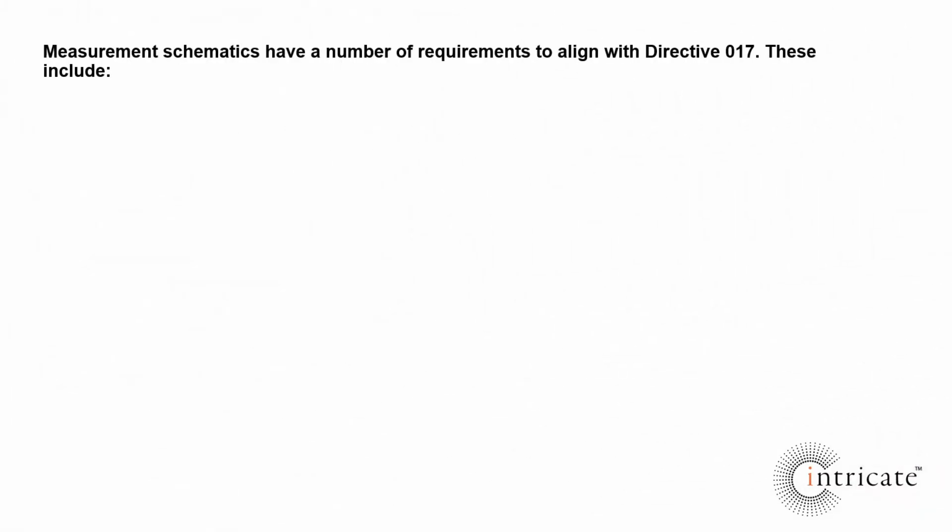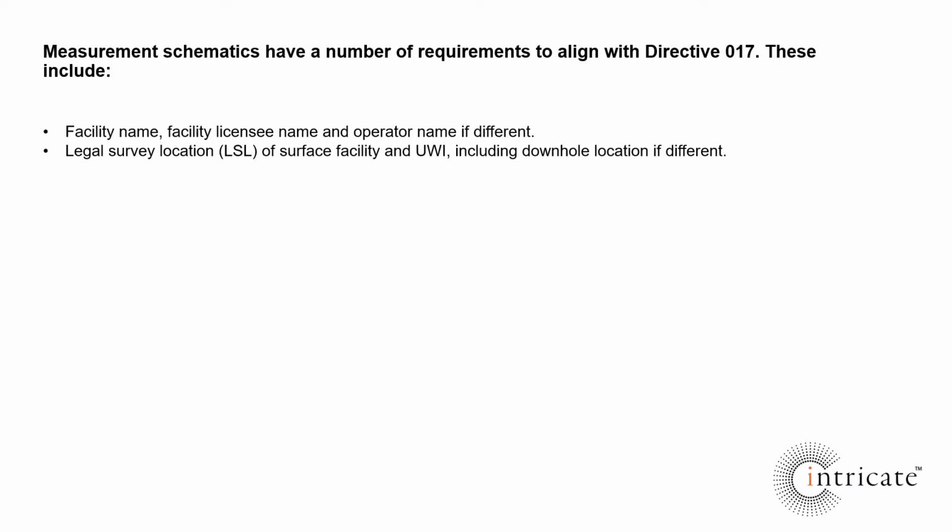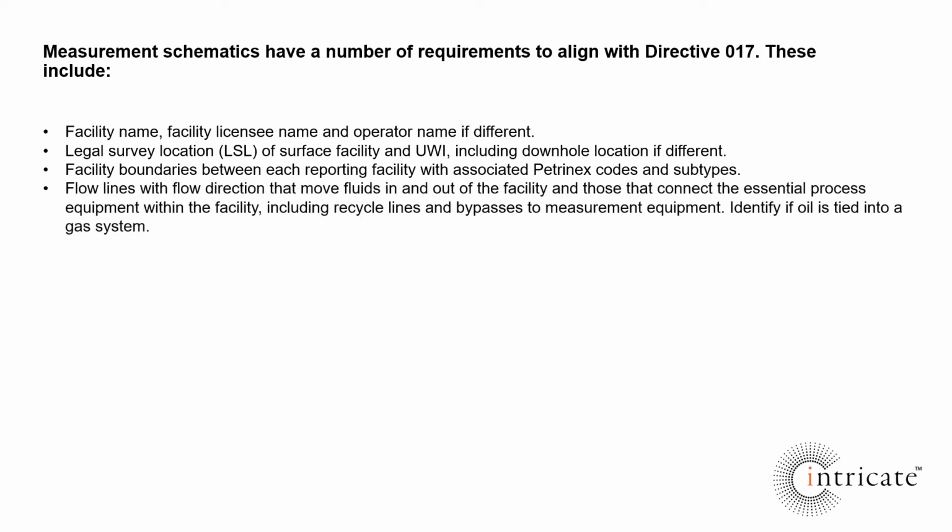Measurement schematics have a number of requirements to align with Directive 17. These include facility name, facility licensee name and operator name if different, legal survey location of service facility and UWI, including downhole location if different, facility boundaries between each reporting facility with associated Petronix codes and subtypes, flow lines with flow direction that move fluids in and out of the facility and those that connect the essential process equipment within the facility, including recycle lines and bypasses to measurement equipment.